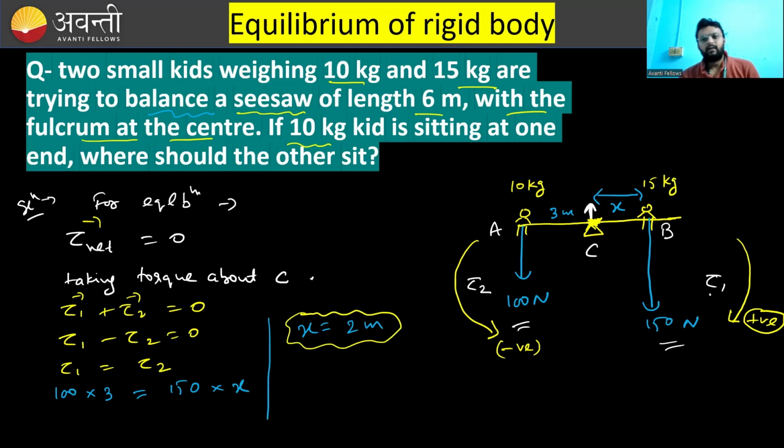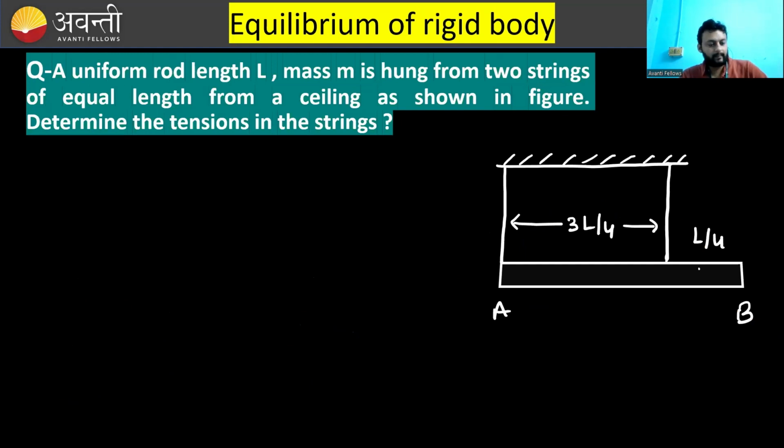Moving further. Now, there is another question on your screen. A uniform rod of length L and mass M is hung from two strings of equal length from a ceiling, as shown in the diagram. So this is the ceiling and two strings. These two strings are used to hang a rod of mass M and length L. Determine the tensions in the strings. This is a very good question actually.